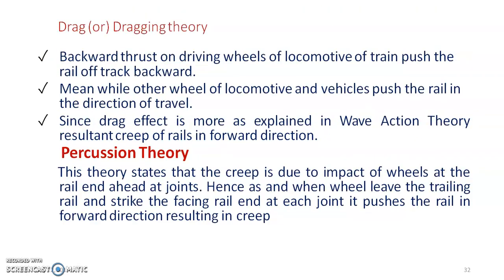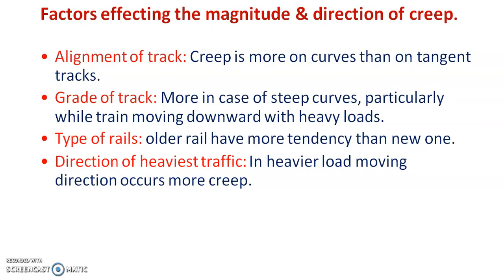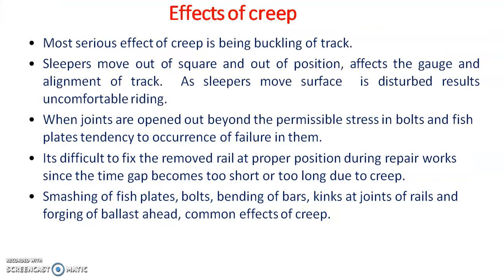This can also be explained by means of percussion theory, due to the impact of wheels at the rail end heads at the joint. Okay, this is called the creep of rail. What are the factors affecting the magnitude and direction of creep? It may be due to the alignment of track or grade of track, type of rail, or the direction of the heaviest traffic. These are the reasons.